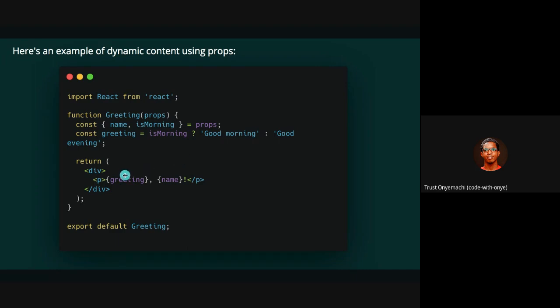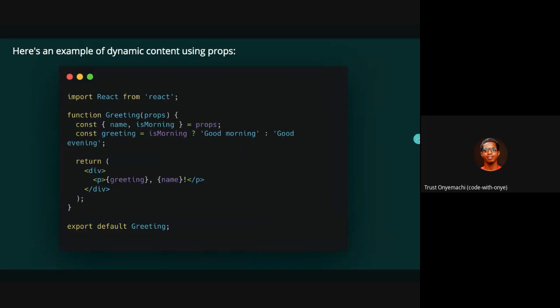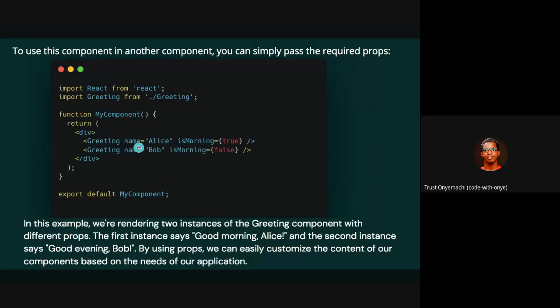Now, if you look at this very well, we're passing the name here and morning here. But we haven't used this component yet, we haven't passed any props. To use the component in another component, you can simply pass in the required props. Here you're passing the props, name and morning, to the component we created. Now we're passing the name of the person, Alice, and morning is true.